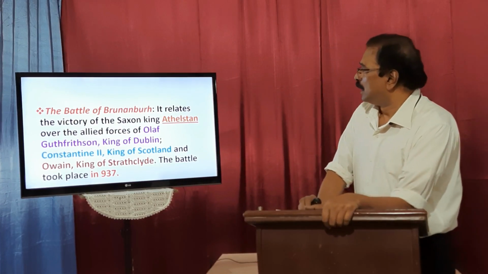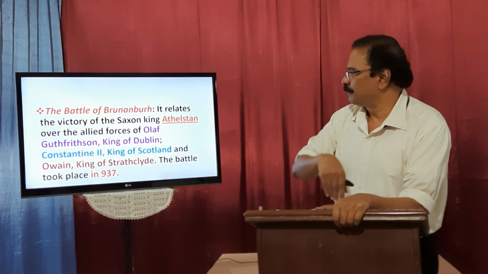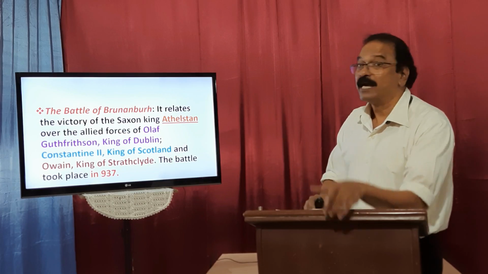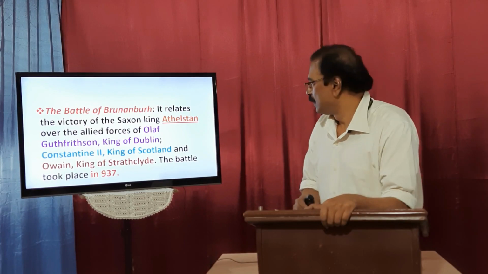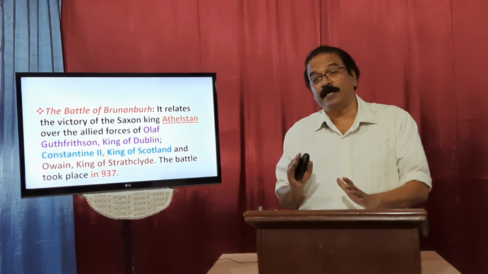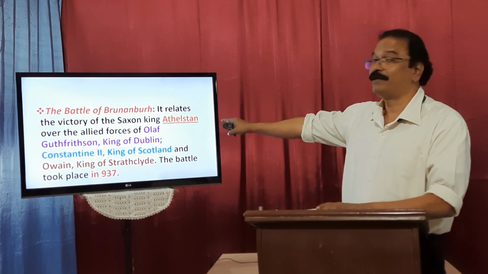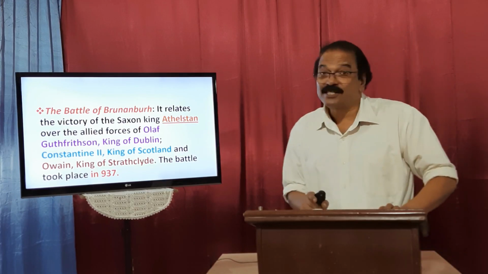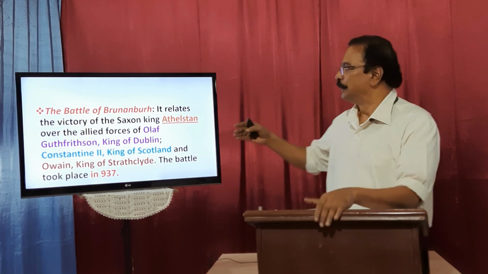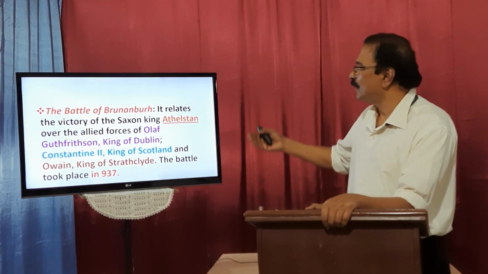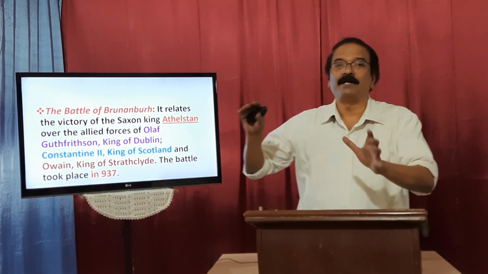What are they? Olaf Guthfrithson, king of Dublin, Ireland, and Constantine II, king of Scotland, and Owain, king of Strathclyde. These three kings together formed an army and fought against the Saxon king in England. What was his name? King Athelstan. And Athelstan won. So this is celebrated in the poem, The Battle of Brunanburh. The battle took place there.